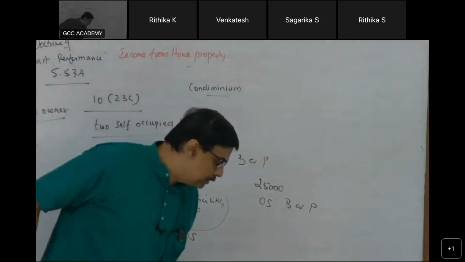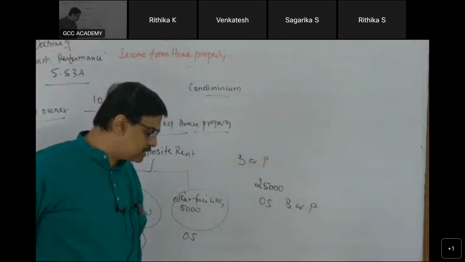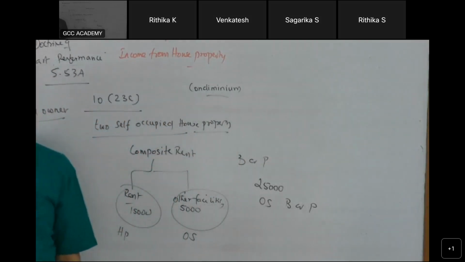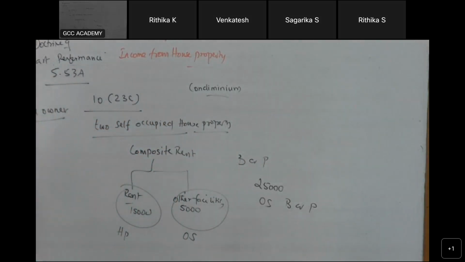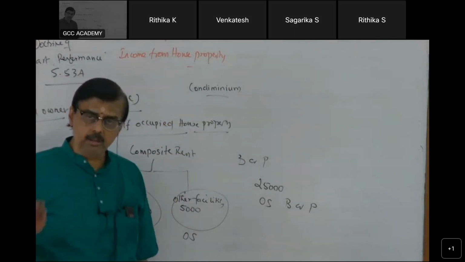Next one, a person who has acquired a right on a lease extending 12 years is deemed to be the owner. Next point, deemed owner. A person who has taken a property on lease for a period exceeding 12 years is deemed to be the owner.